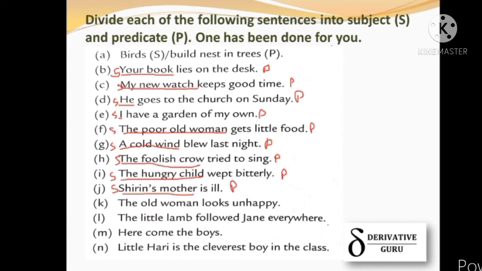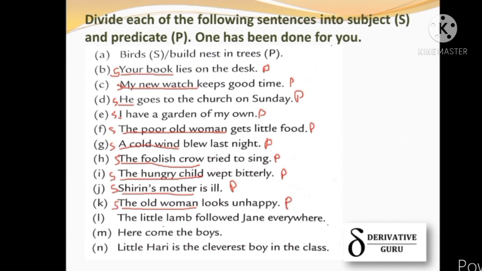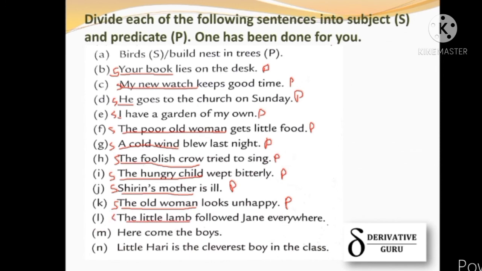The old woman looks unhappy. So you're talking about the old woman. So this is the subject. The old woman is the subject. Looks unhappy is the predicate. The little lamb followed Jane everywhere. So you're talking about whom? You're talking about the little lamb. That is the subject part in the sentence and followed Jane everywhere is the predicate part.